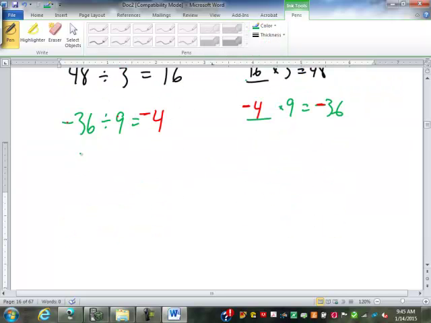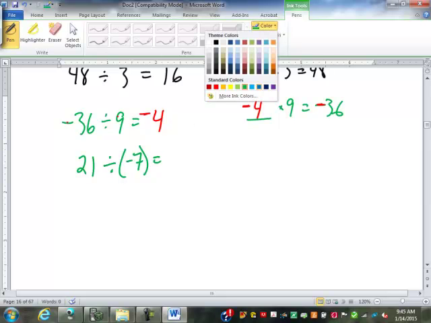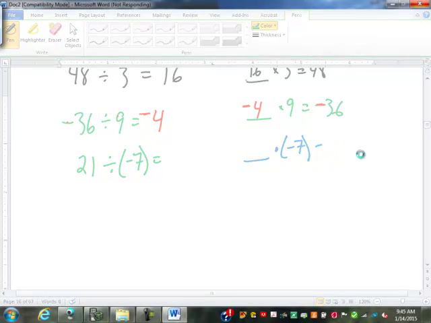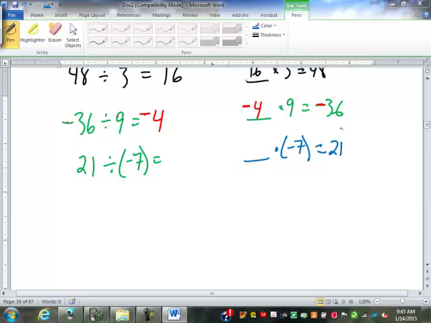What if we have a positive divided by a negative? That's saying blank times a negative 7 equals 21. Well, for this here to be positive, if this is negative, this one must also be negative, right? Because a negative times a negative makes a positive. So that would be negative 3. 21 divided by 7 is 3. Positive divided by negative is negative, just like with multiplication.